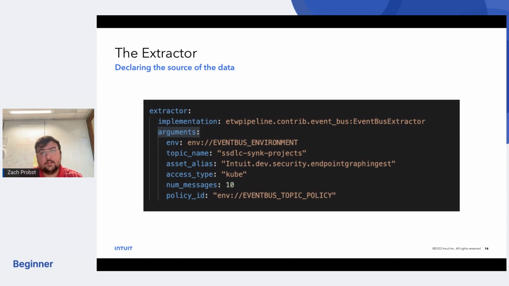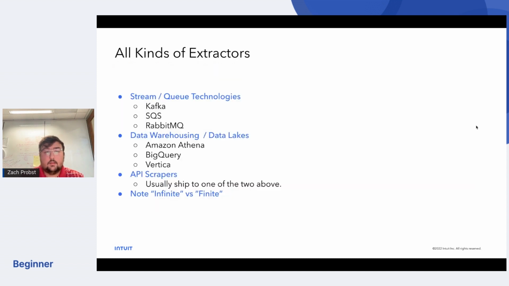Another example of an extractor, you might imagine things like I mentioned before, Kafka. You might write one for SQS or something like RabbitMQ. You might also pull stuff from a data warehouse or a data lake. You can think of things like Google's BigQuery or Amazon Athena, Vertica, all that sort of stuff. And we talked a lot about pulling data from APIs from different vendors. The way we typically do it is we write a scraper for that API and then ship the items across a stream, like the Kafka stream as mentioned before.